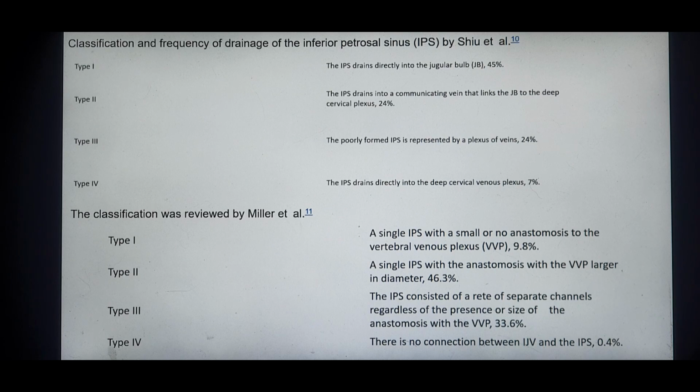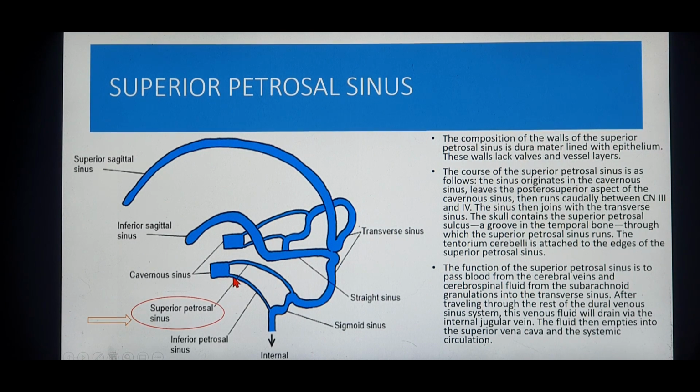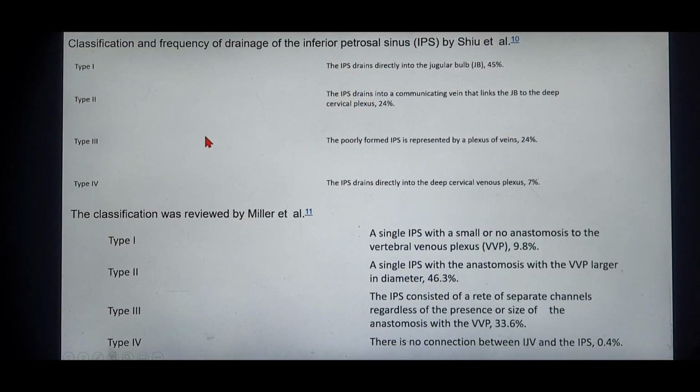There are two classifications for the inferior petrosal sinus. As you can see over here, that's the inferior petrosal sinus, and the termination is either into the IJV directly or into the sigmoid sinus. So that's the classification all about. Types 1, 2, 3, and 4 are the classification according to Hsu et al., which was modified by Miller.